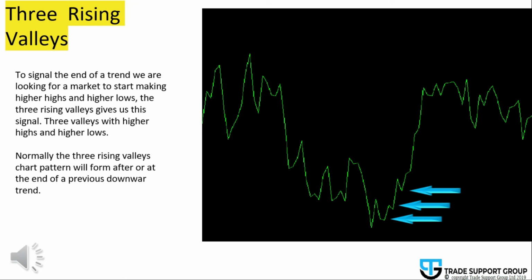The pattern confirms when price closes above the high of the second peak and after the third rising valley. This is the entry signal. There is a profit target that is the distance between the confirmation price, which is the highest high in the pattern, and the lowest low.